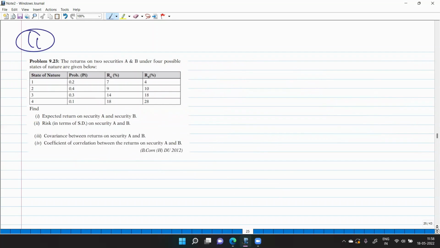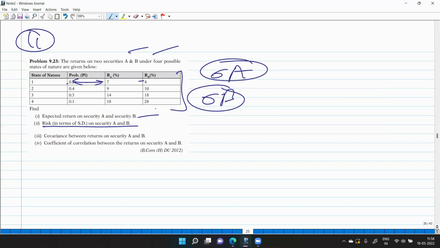The return of two securities A and B for possible states of nature are given below. Expected return on security A and B, very easy. A and B multiply, add, ठीक है, multiply, add. Risk in terms of security A and B. Risk of security A and B. How will you find out the risk?